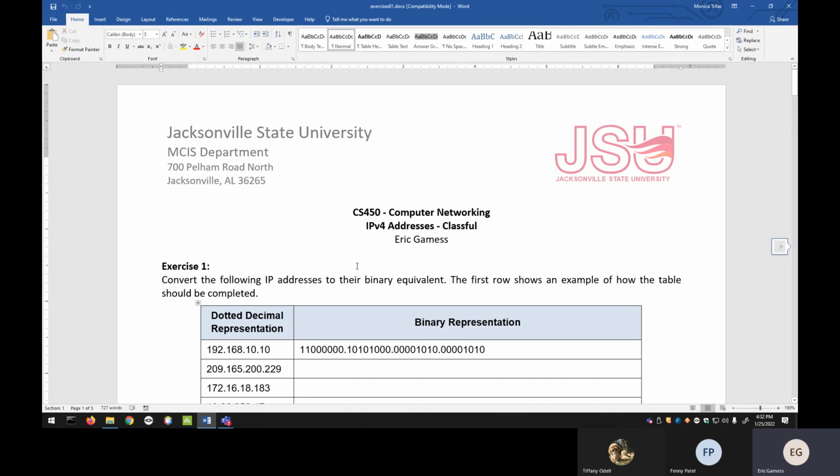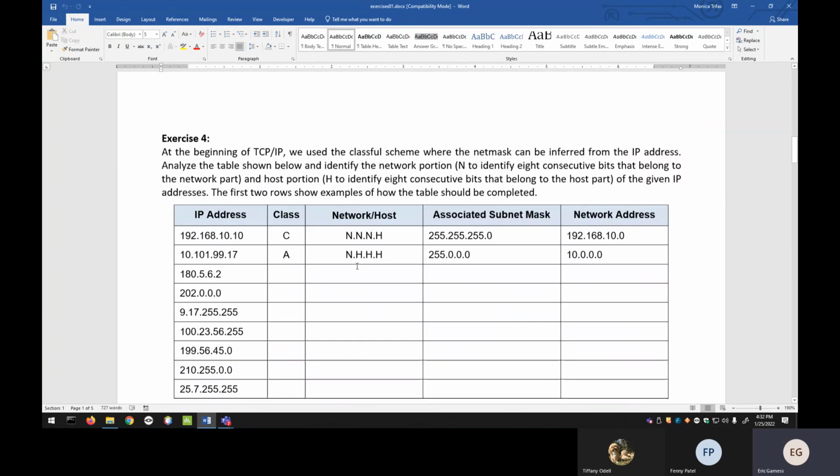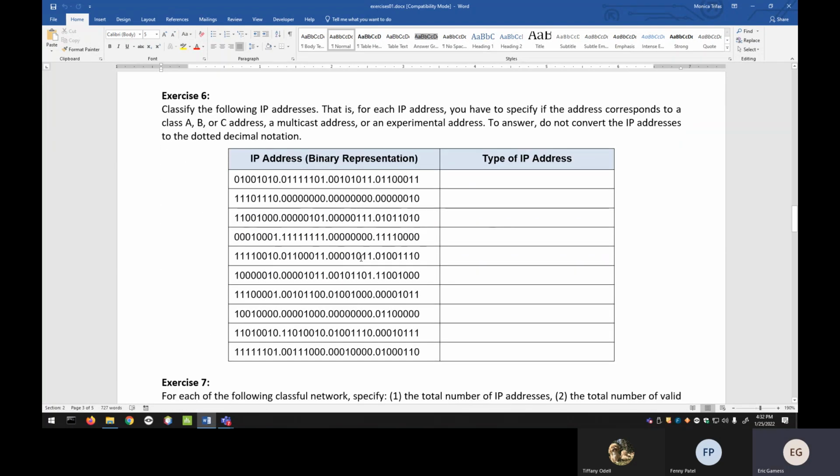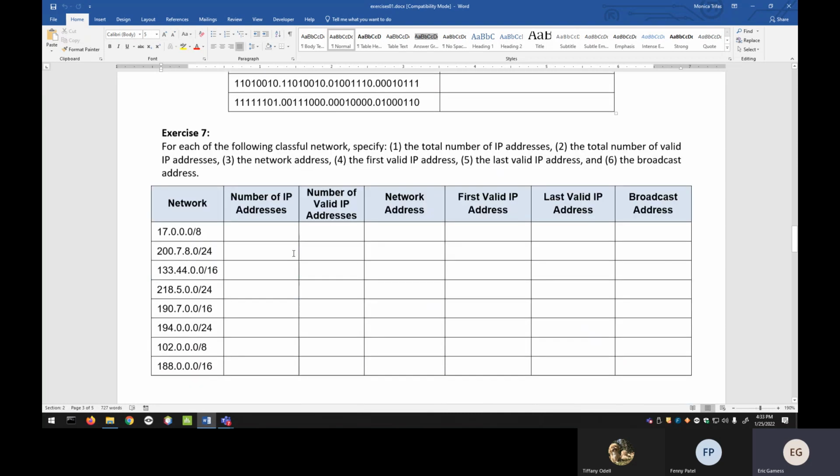So last time we were doing exercises and we went up to exercise 6. So we went up to here. And if you remember correctly, last time we have to determine in this exercise what class is each IP address. The IP address is in binary. We don't change it to decimal, just with the beginning of the bits, we know the class of the IP address.